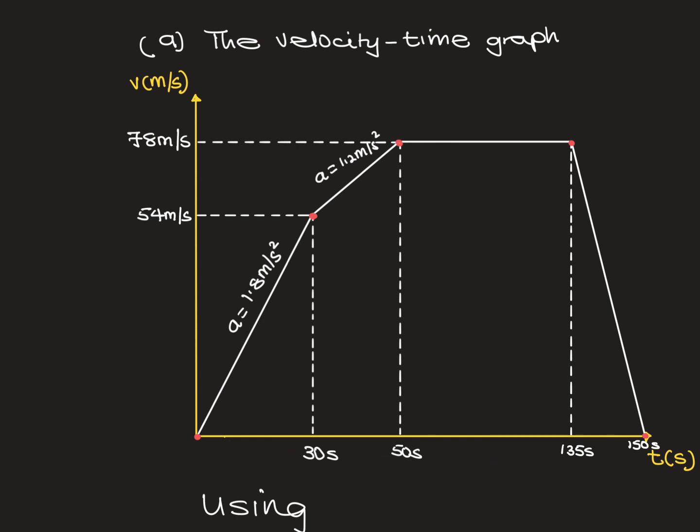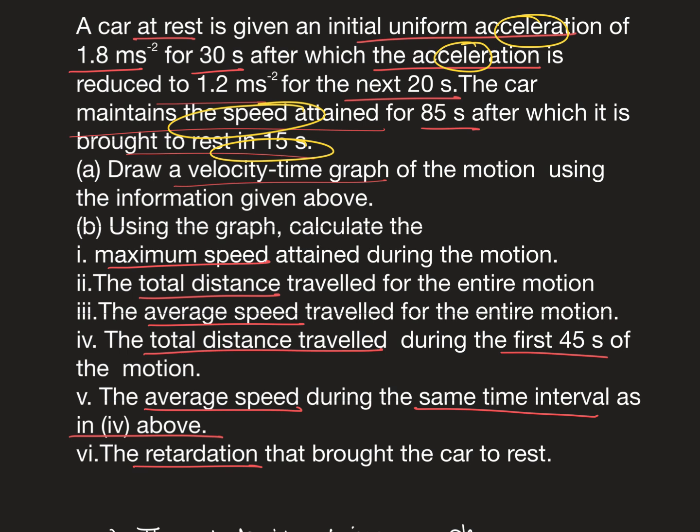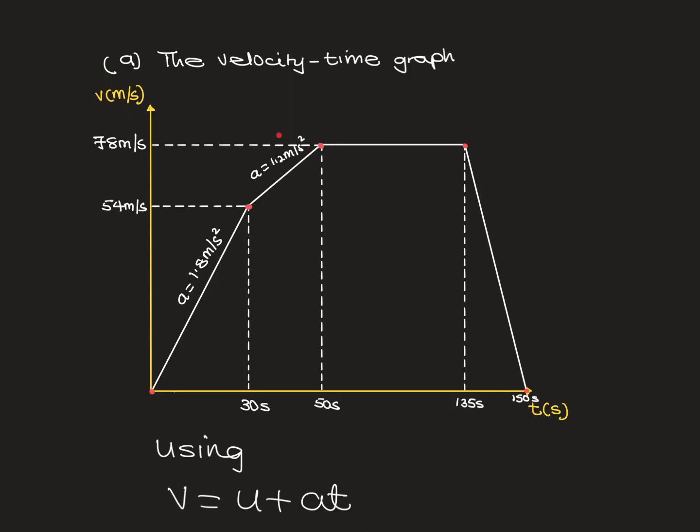That is question A. Question B1 is asking us to find the maximum speed attained during the motion. Well, if we look at the velocity time graph, the highest speed or the maximum speed attained by the car is 78 meters per second. So it means the maximum speed attained by the car is 78 meters per second. And we have already done that calculation.